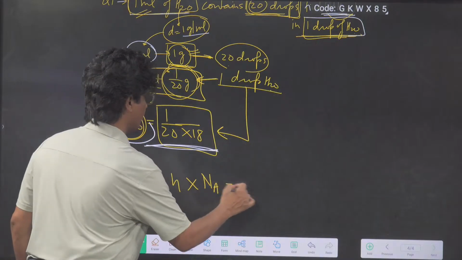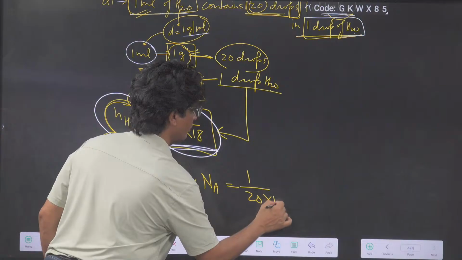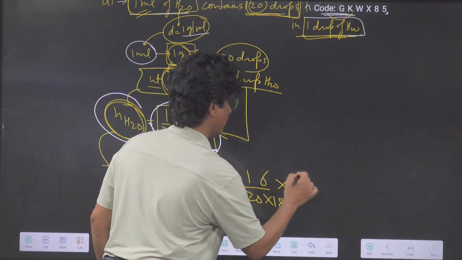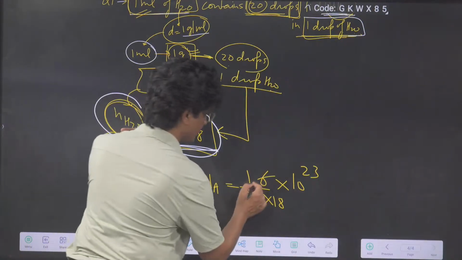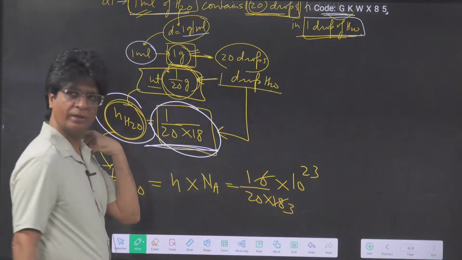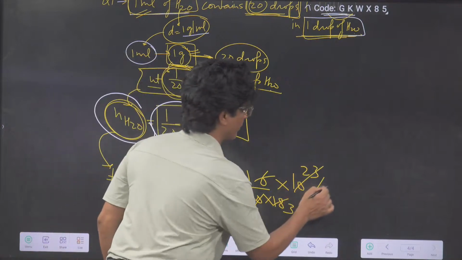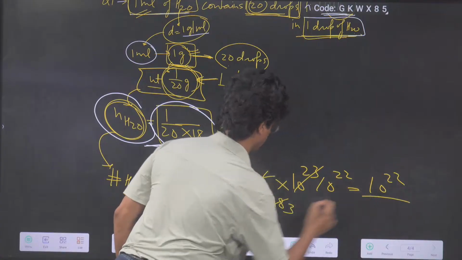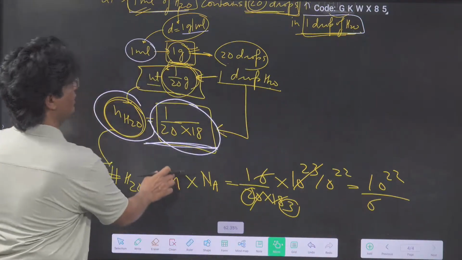I should multiply the number of moles by Avogadro's number. So this will be number of moles, 1 upon 20 into 18, into 6 into 10 to the power of 23. Yes or no? This will be 6 and this will be 3 times, right? Can I cancel the 0, and this will be 10 to the power of 22. Now 10 to the power of 22 upon 2 into 3 is 6.